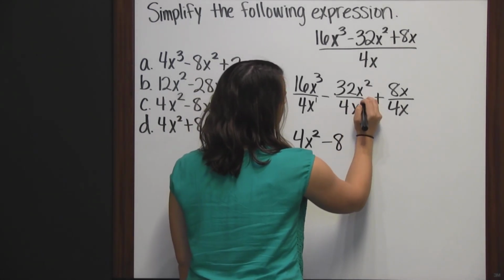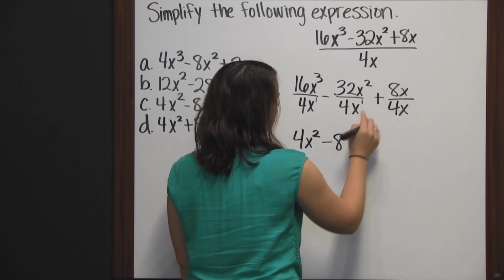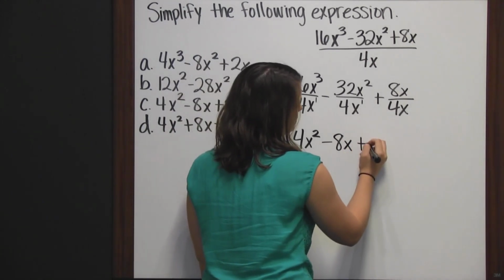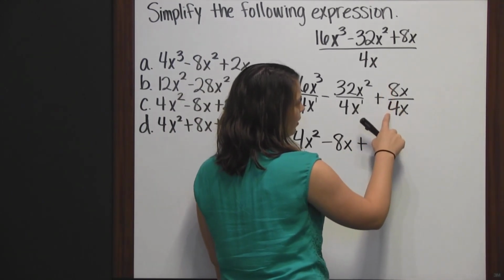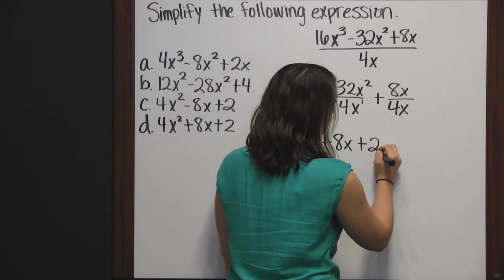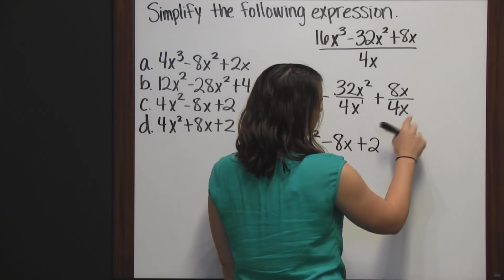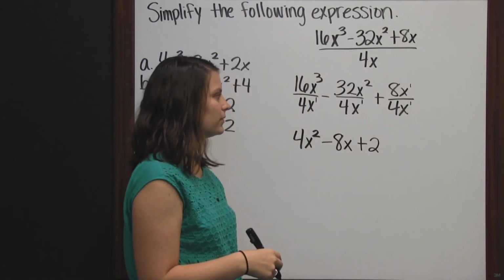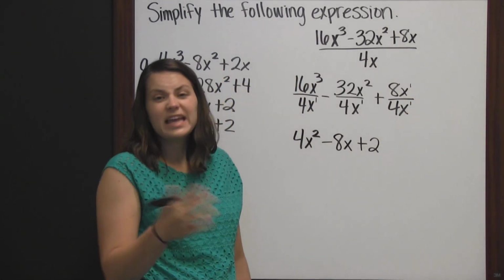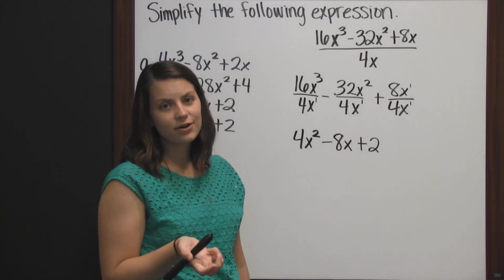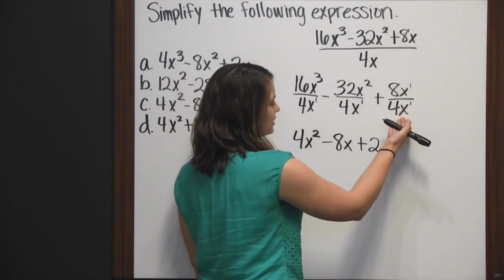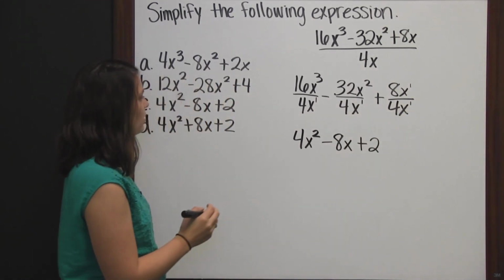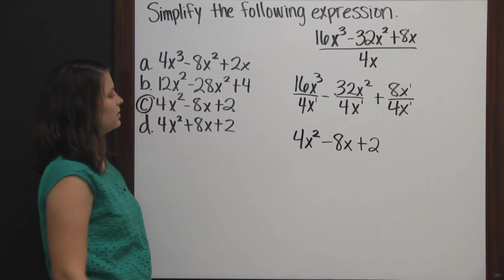X squared divided by x, 2 minus 1, is x to the first, plus 8 divided by 4 is 2, and x divided by x, or x to the first divided by x to the first, 1 minus 1 is 0, or you can just think anything really, divided by itself is 1. So x divided by itself is 1, and 1 times 2 is 2. So our answer is C.